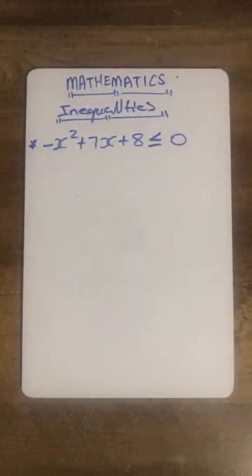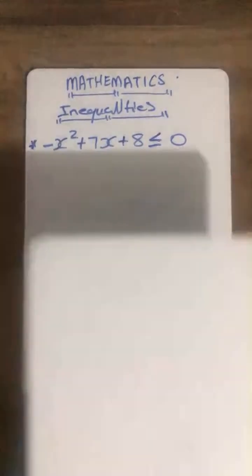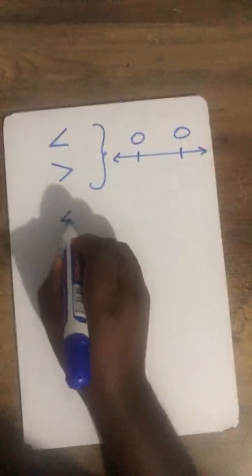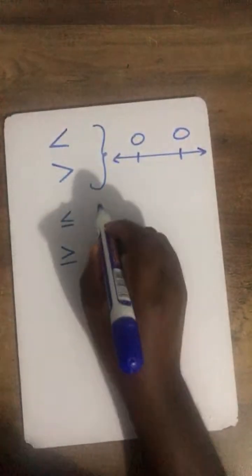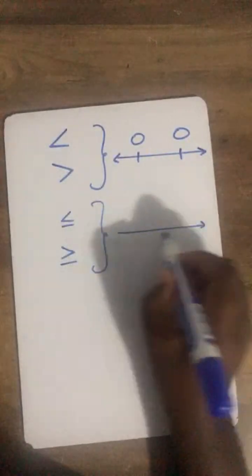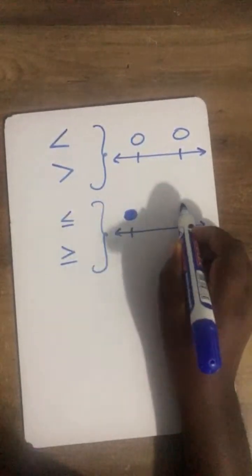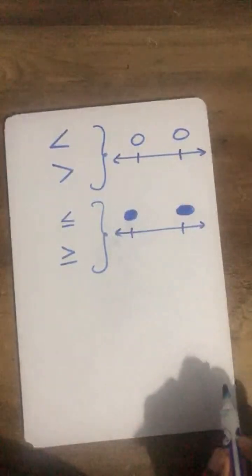Maybe let me summarize by saying something very important. We just said if you are having less than or greater than on your number line, this is where you have the circles which are not shaded. But in a situation where you have less than or equal to, greater than or equal to, this is where on your number line you are having a circle which is shaded.